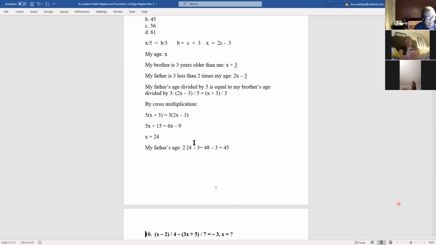So you have 2 times, let me just put this in parentheses, 2 times 24, and then minus 3. So 2 times 24 is 48, minus 3 is 45.